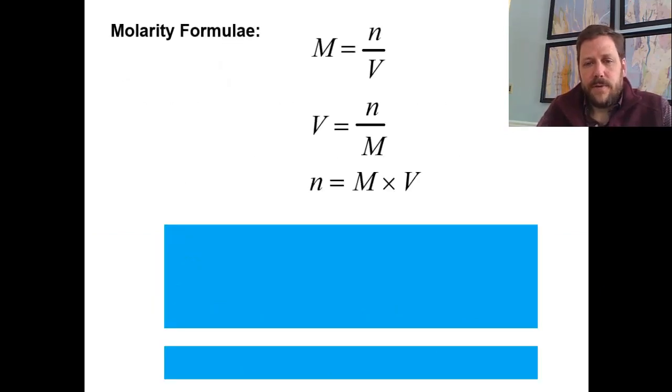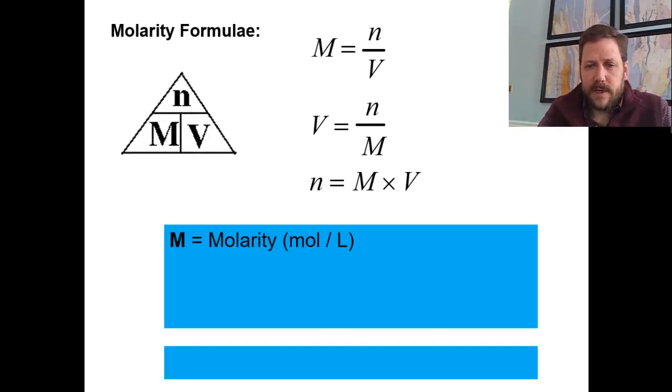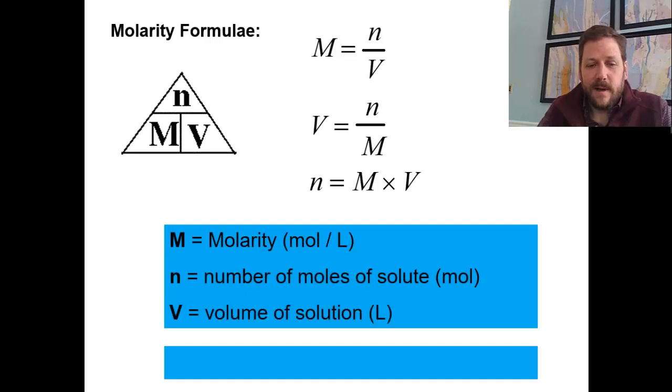You'll see that I've rearranged the equation 3 different ways, solving for M, solving for V, solving for N. And I want to define each of those terms first. The uppercase letter M is not only the symbol for the quantity molarity, but it's also the symbol for the units molarity. The term N is the quantity number of moles, and of course the units are moles. And the quantity volume is given by an uppercase letter V, and the volume must be in liters.